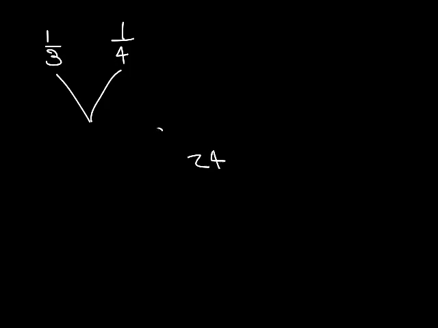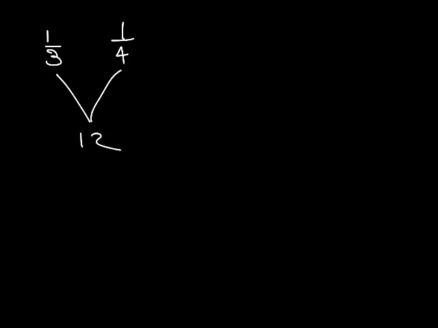3 goes into 24 8 times. 4 goes into 24 6 times. Well, that's great. But is that the smallest number that they both go into? What if I were to try, well, let's see, what goes into 3? Well, 3 goes into 9, but 4 doesn't. So that's not a common denominator. It's not common. Let's see. 4 goes into 8, but 3 doesn't go into 8, so that doesn't work.